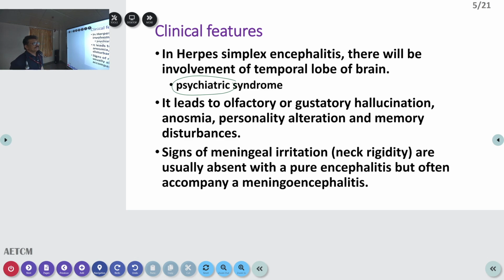It can lead to olfactory, gustatory hallucination, anosmia, personality changes, memory disturbance. In that, personality changes are very, very important. These patients can come with severe altered behavior to the emergency room. Some patients can have neck rigidity. Neck rigidity is not a typical feature of encephalitis, it's a feature of meningitis, but many patients can have meningoencephalitis, so they can have neck rigidity.